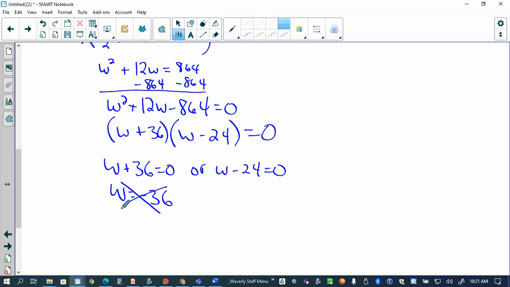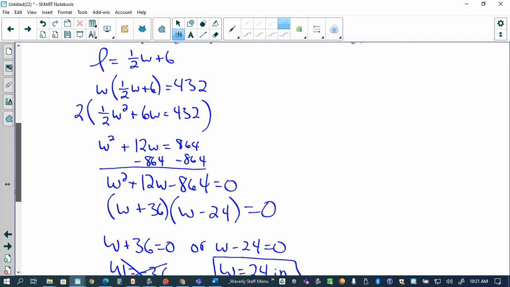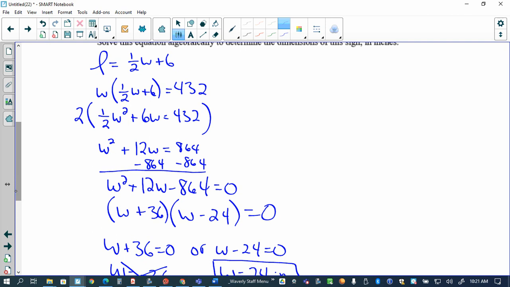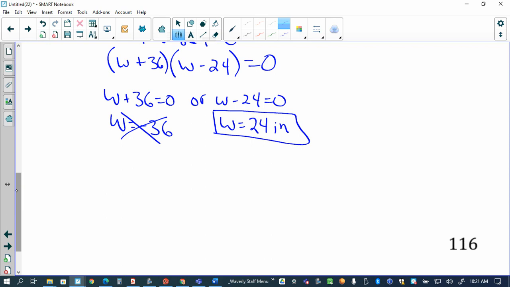What about over here? W equals 24. Is it in inches? Inches, okay, so there's one answer. Are we done? No. What do we need to find now? How do I find the length now that I know the width? Length equals one-half W plus 6. 24 plus 6. What's half of 24? 12. Plus 6, 18. 18 inches.